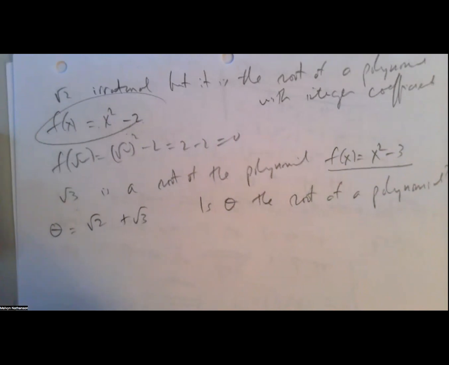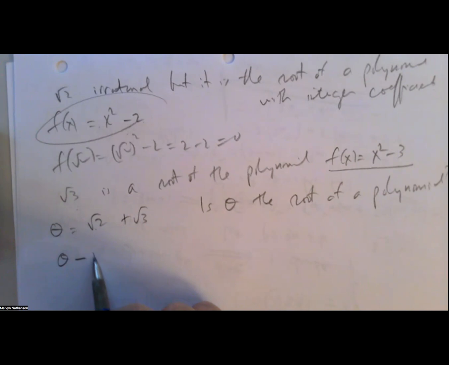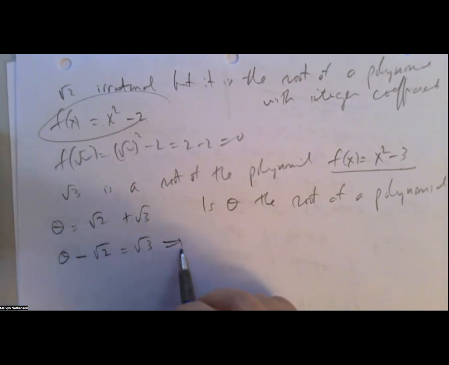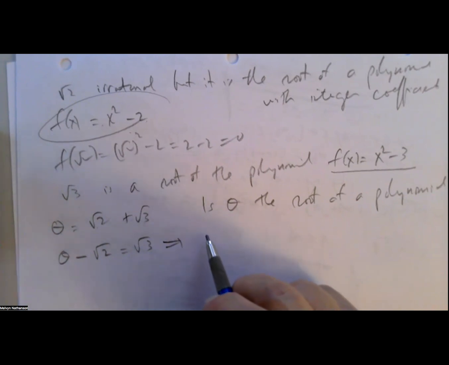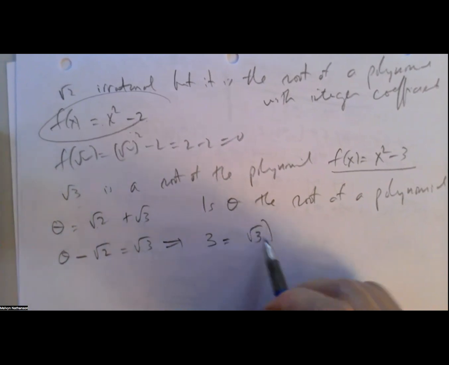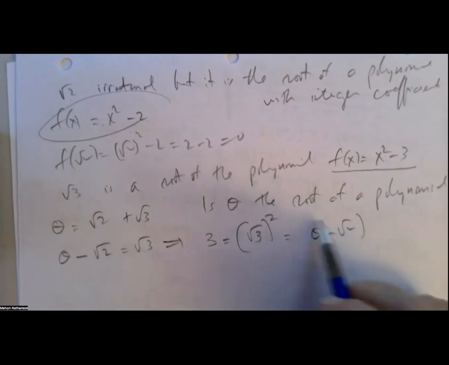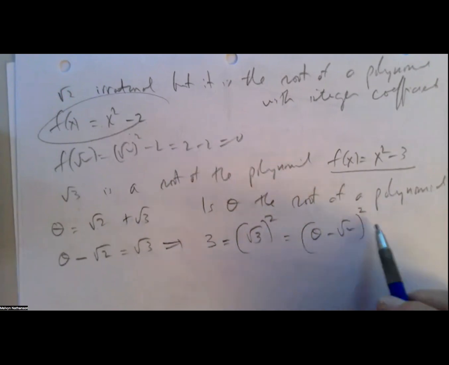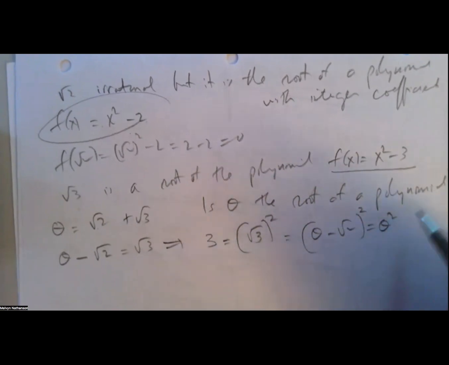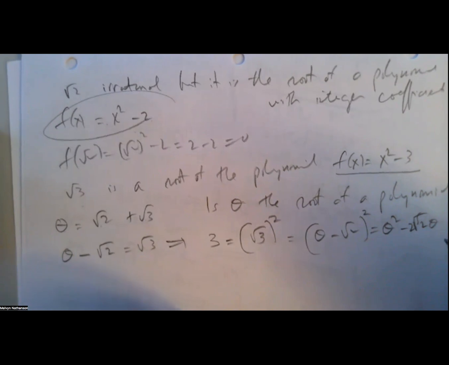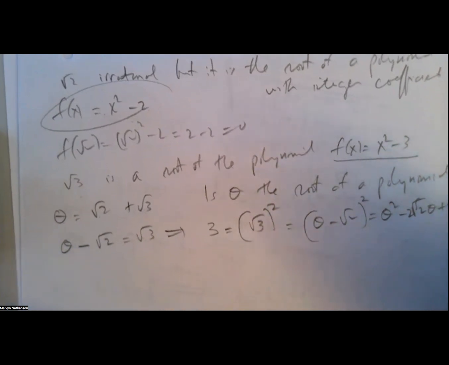Well, let's see. If theta is the square root of 2 plus the square root of 3, theta minus the square root of 2 equals the square root of 3. So if I square both sides, 3, which is the square root of 3 squared, equals theta minus the square root of 2 squared. If I square this, I get theta squared minus 2 root 2 theta plus 4.